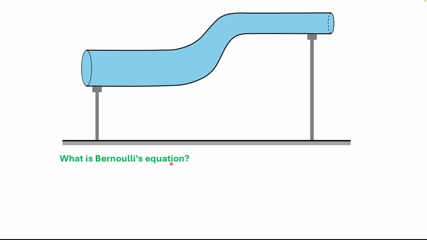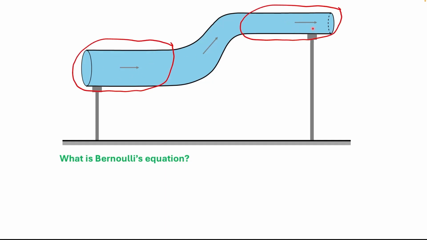What is Bernoulli's equation? I'm considering a pipe and an incompressible fluid flows through it. The pipe is not uniform, has a varying diameter. This section of the pipe is wider, and this section is narrower. And the height also varies.